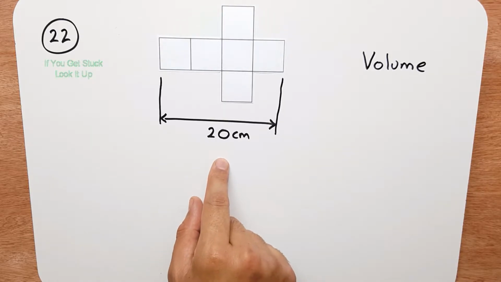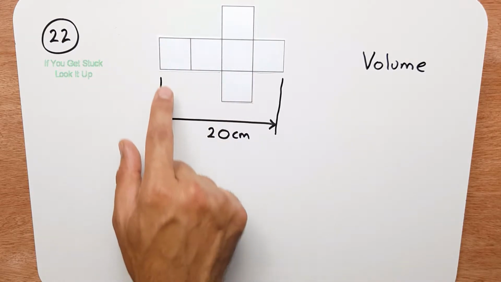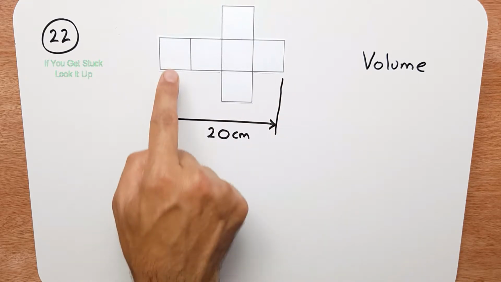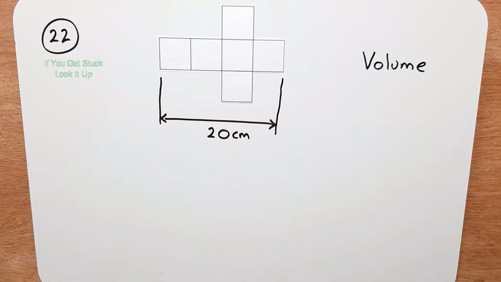In this question, we're given the net of a cube, and we're told that this length is 20 centimeters. Now, what does each square stand for or represent?